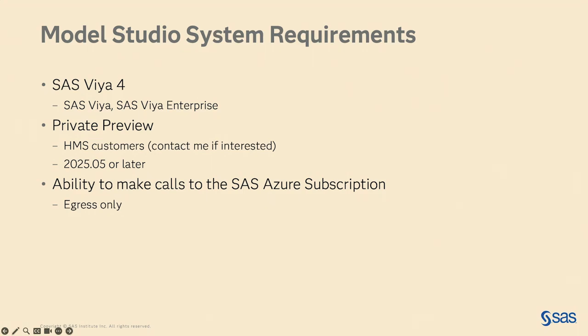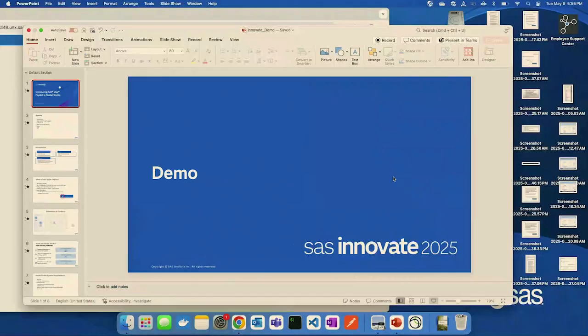So you do need to be able to call out of your Viya to the SAS Azure subscription to get these features. That's something to be aware of when you're talking about how this might roll out in your particular company. All right, so that was all the slides. Let's just jump into a demo.